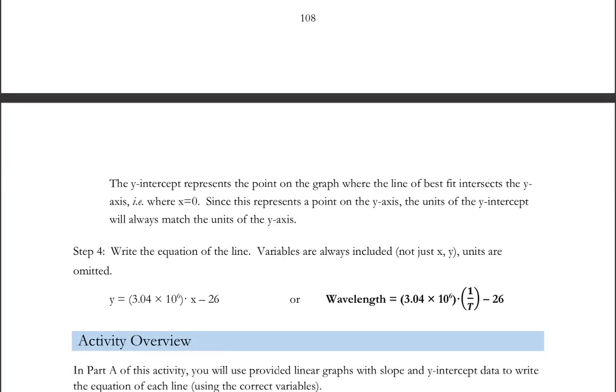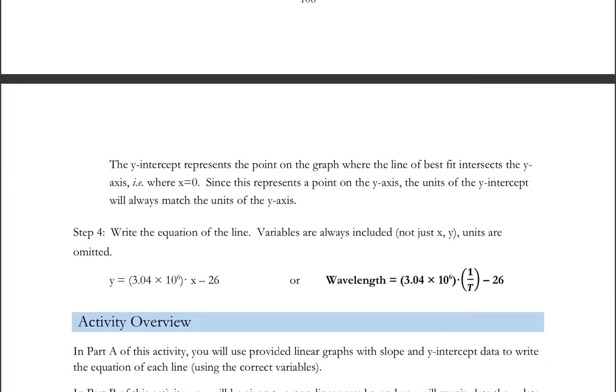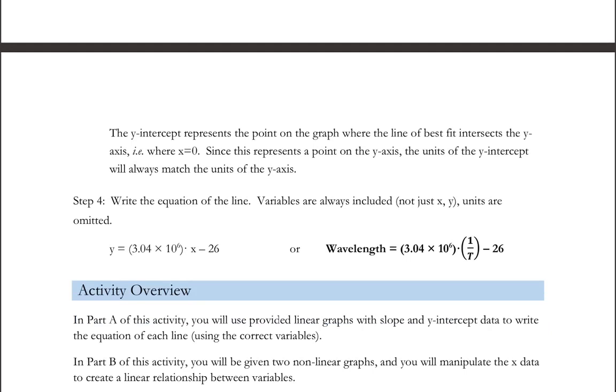So now we have the slope, we have the y-intercept, so y equals the slope, x, minus 26. But what we do is we replace what y is with what it actually is, wavelength, and x with what it actually is, 1 over t. So then we have wavelength equals 3.04 times 10 to the 6th, 1 over t, minus 26. So when you, in the activity, write out the equations, be sure you replace y with what it physically is and x with what it physically is, however it's been altered.